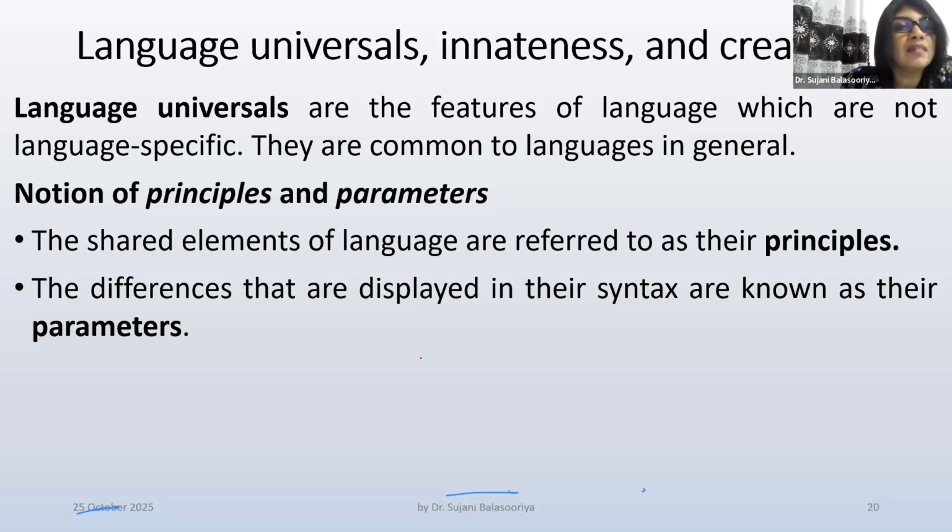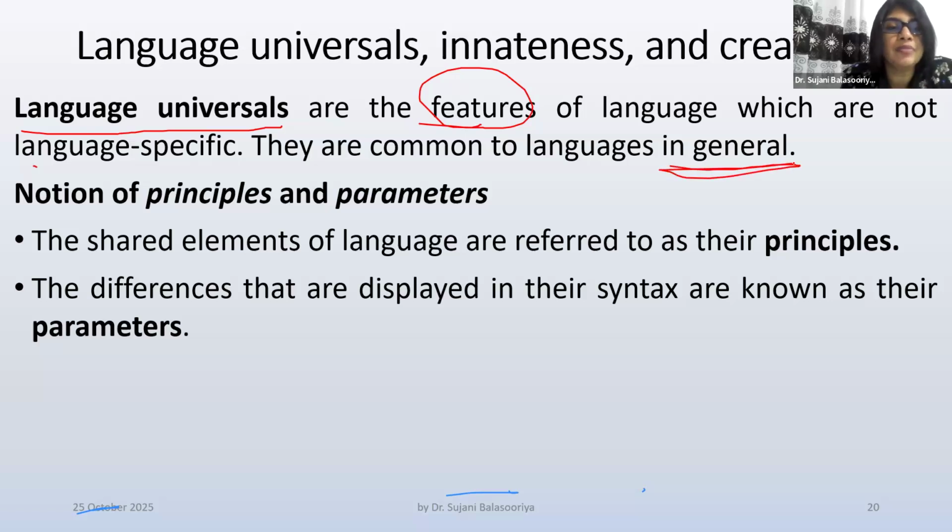Now, what do you think about this language universals? Language universals. That is one common, of course, I can call it a concept. Common concept talking about language, right? This is in a way related to grammar. Earlier, we were talking about grammar under rule governed nature. When we talk about language universals, there also we have to refer to this grammar part. First, understand what you mean by language universals. They are the features of language which are not language specific. Okay, they are common to languages in general.